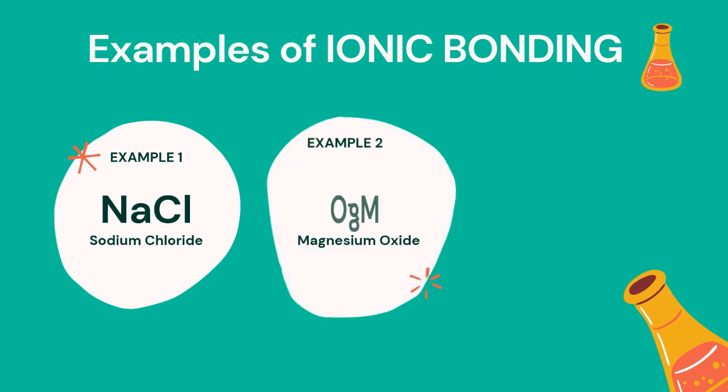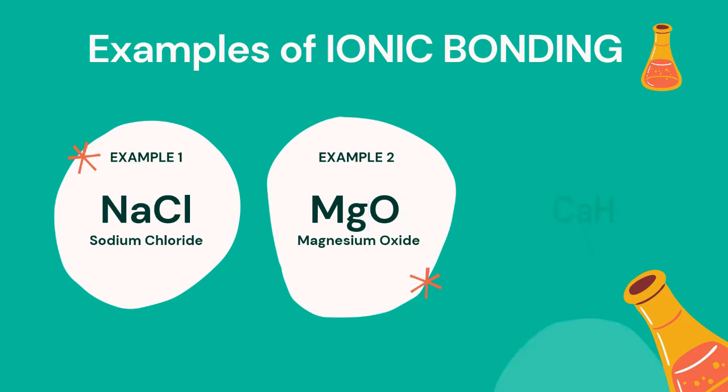Another example is magnesium oxide. We have also 2 elements combined to form magnesium oxide, and those elements are magnesium and oxygen. Now which one of the 2 is metal and which one is non-metal? The metal is the magnesium and the non-metal is the oxygen.